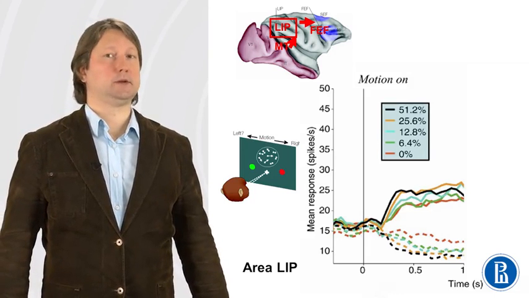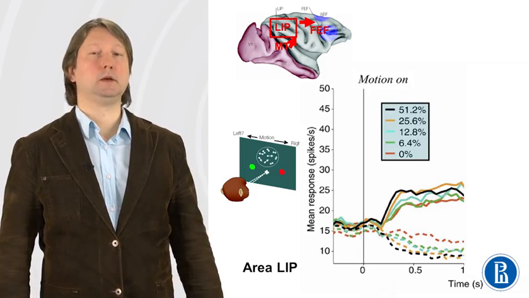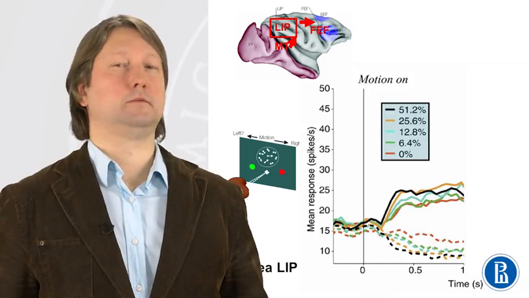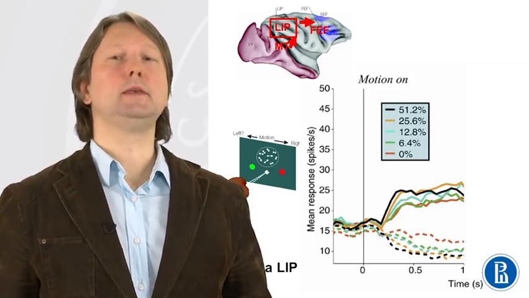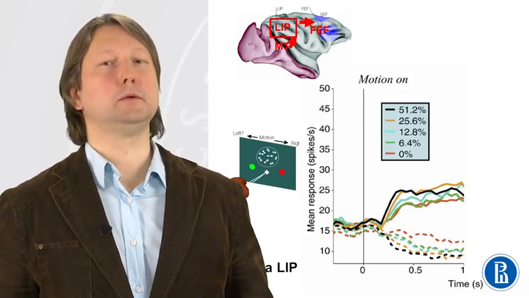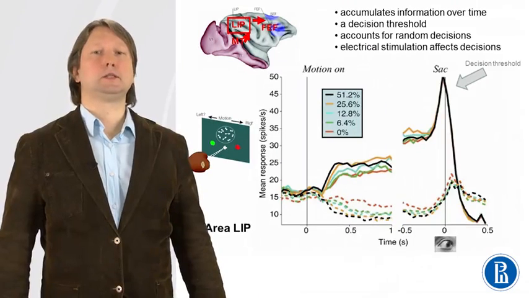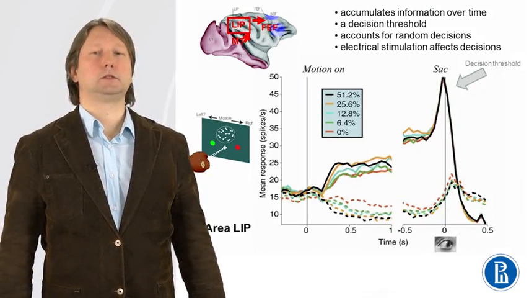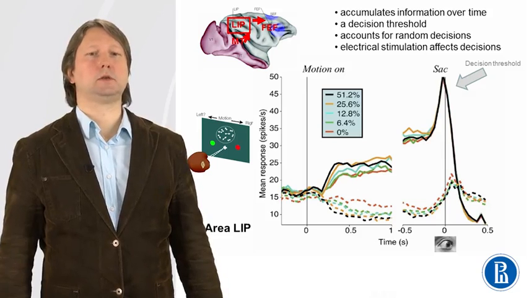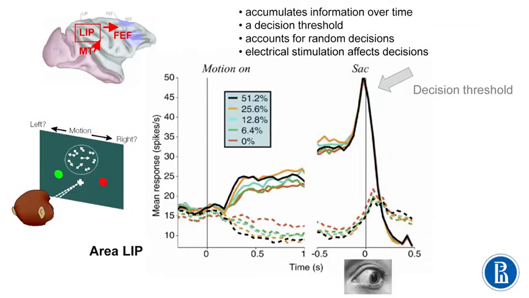If this is a relatively simple decision, activity increases faster, as indicated by the black line, or very slowly, as indicated by the red line. So we see here an integration process. If we plot all of these curves, the firing rates, relative to the onset of the decision, relative to the moment when the monkey switches its gaze into a certain direction, as you see on the right side of this graph, you will see that in all trials, the activity of this neuron reaches a decision threshold.